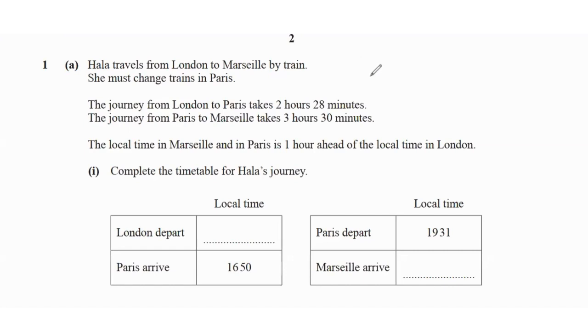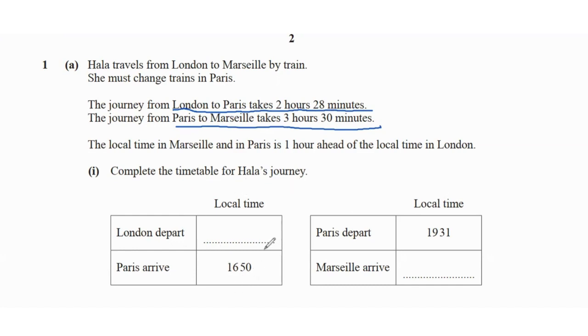The first question says that Hala travels from London to Marseille by train. She must change trains in Paris. The journey from Paris to London takes 2 hours and 28 minutes, and the journey from Paris to Marseille takes 3 hours and 30 minutes. The local time in Marseille and Paris is 1 hour ahead of the local time in London. Complete the timetable for Hala's journey.